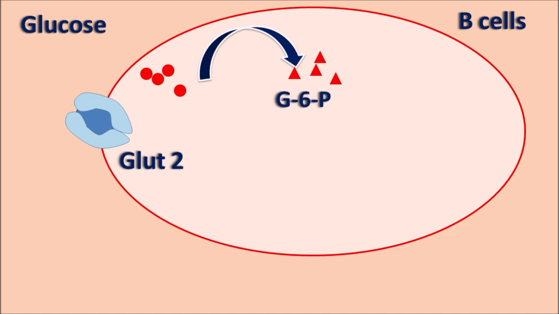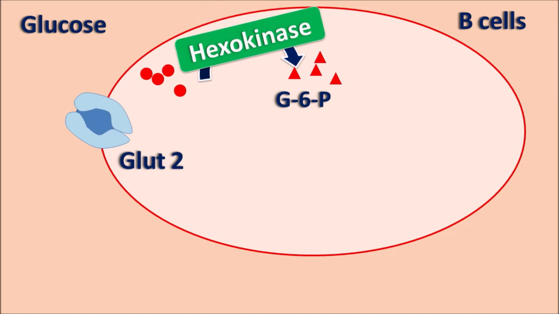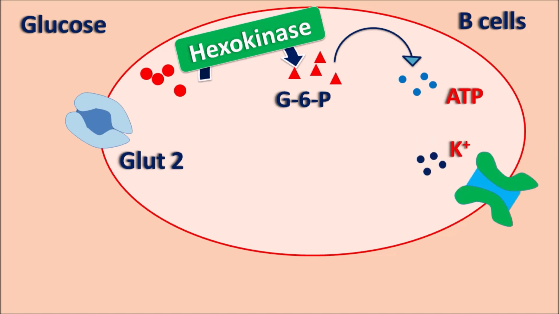So this step is mediated by one of the phosphorylating enzymes, hexokinase. Then this glucose-6-phosphate can undergo glycolysis and finally it can release ATP. ATP is one of the important signals for release of insulin from the beta cells. The target for this ATP is the potassium channels. So potassium ions can go out of the beta cells through these potassium channels, resulting in hyperpolarization.